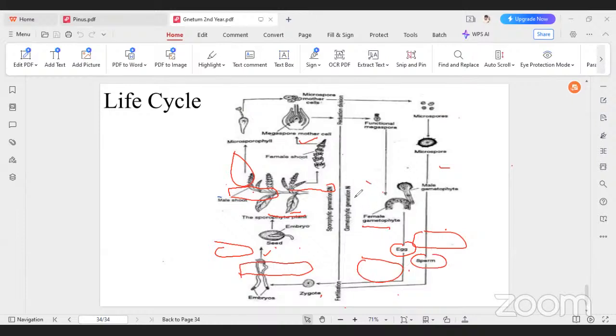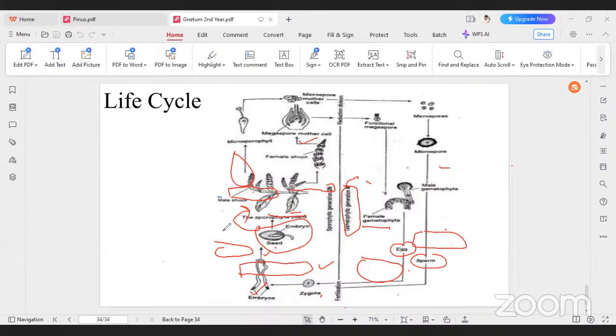Now, until this stage it is gametophytic, only gametes are formed. That is why it is gametophytic. After fertilization, the zygote is sporophytic. This zygote further develops into an embryo, the embryo develops into a seed, and again the seed develops into a sporophyte. Simple, that's it. We start with the sporophyte and again end with the sporophytic. Take this picture also, it is a clear life cycle of Gnetum, and economic importance you can read yourself.